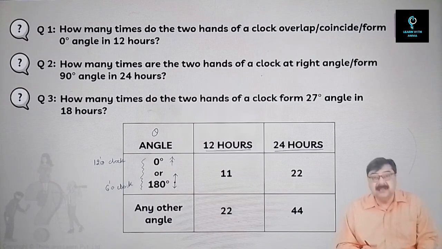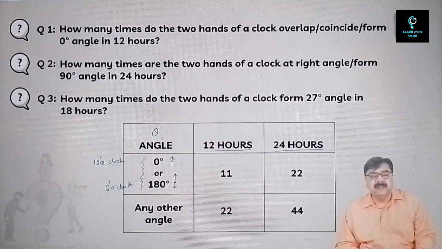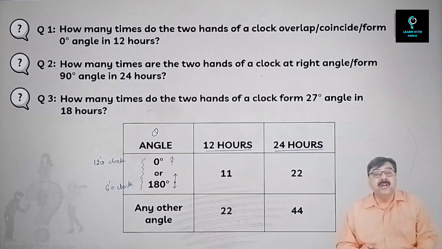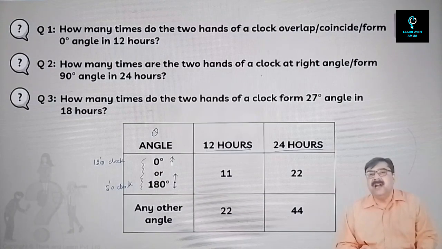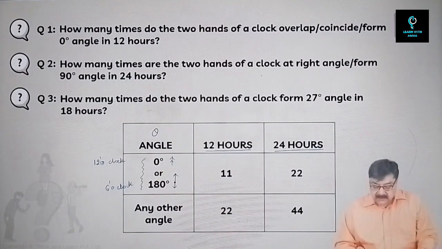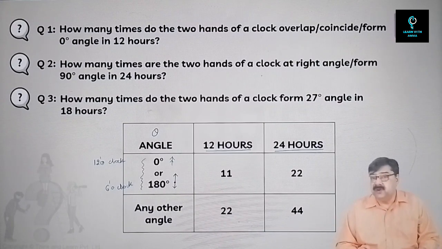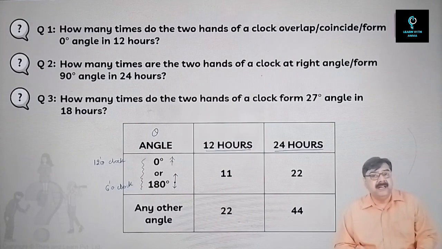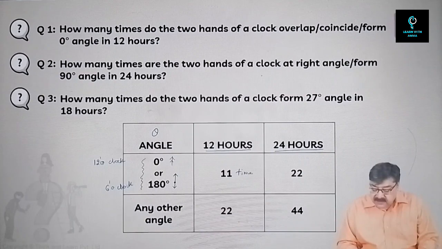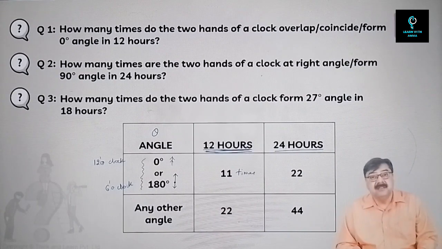But these two hands are not overlapping. They're not one above the other. They're just pointing towards opposite directions. And a 180 degrees angle would mean that it forms a straight line. Now please remember that whenever the angle between the two hands of a clock is either 0 degrees or 180 degrees, this happens 11 times in 12 hours, which means it would happen 22 times in 24 hours.